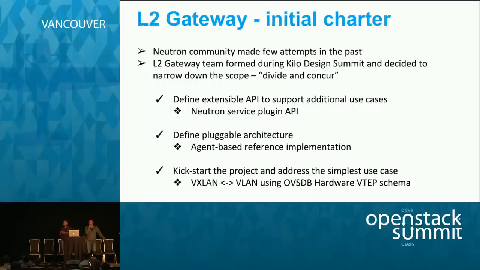Like I said, the L2 gateway as an entity is pretty broad. Essentially, the goal is to take two different networks, two different L2 broadcast domains, and connect them together. Those could be any VPN-based networks, VLAN-based networks, MPLS-based networks, whatnot. And on the other side, you have VXLAN-based networks, VLAN-based networks, whatnot. Everybody recognizes that this functionality is needed, right? But in the past, we've made several attempts to accomplish this, and when you're trying to solve a bigger problem, sometimes you don't reach the destination.